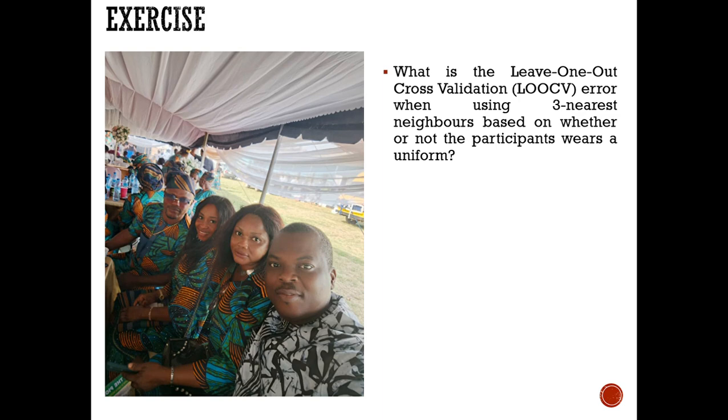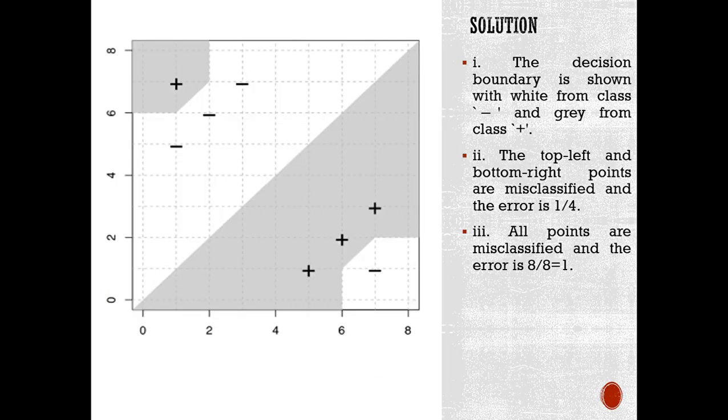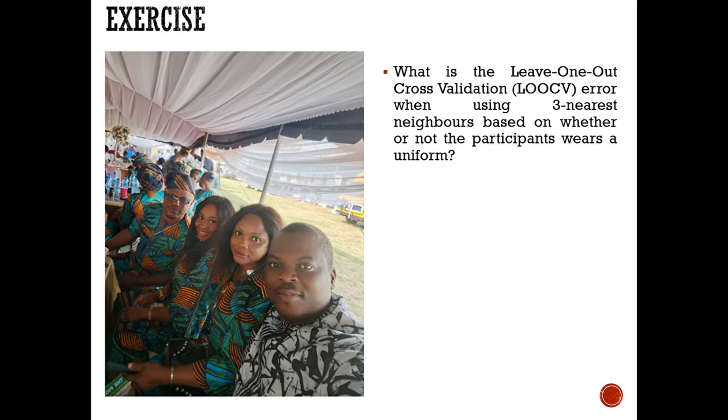Now let's look at our exercise. Look at this picture. We have 4 people here, 3 in uniform, 1 not in uniform. The question says, what is the LOOCV error when using 3 nearest neighbors based on whether or not the participant wears a uniform? This is similar to the previous problems we have solved, and you can use that knowledge to solve this question. I'll be expecting your answer in the comment section.